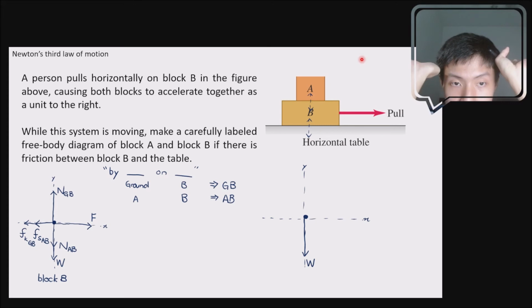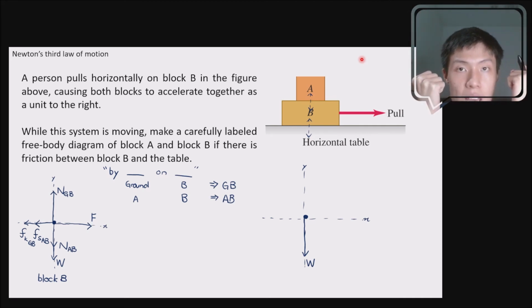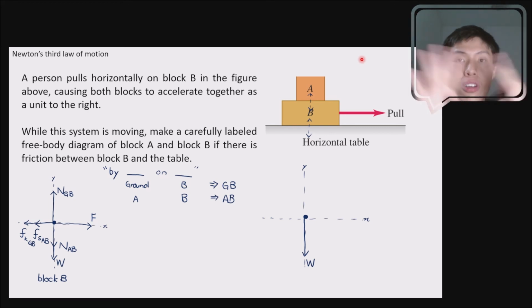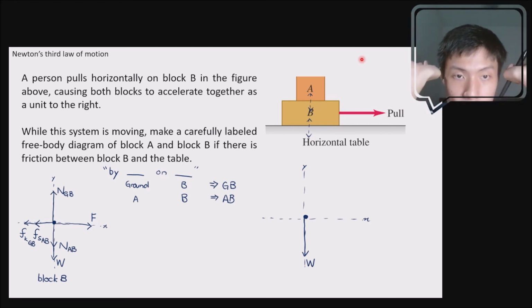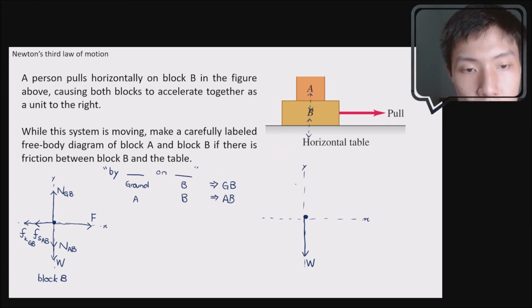So if object B is exerting the normal force on A, again, normal force is a pushing force, so it should push upwards, right? Because if it pulls, then that will not be a normal force anymore. Pull is downward, but that's not a normal force. Normal force is a push. So object B will exert an upward normal force on A. So that means our normal force should be pointing upwards.